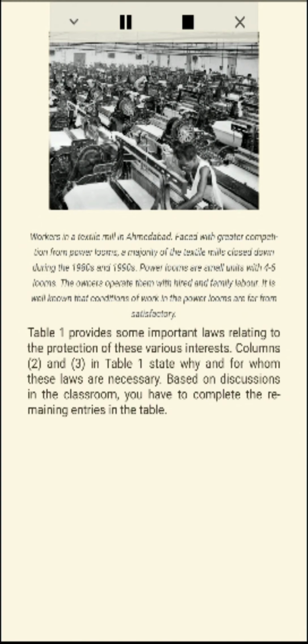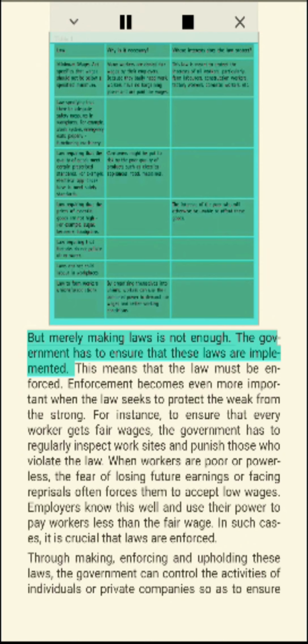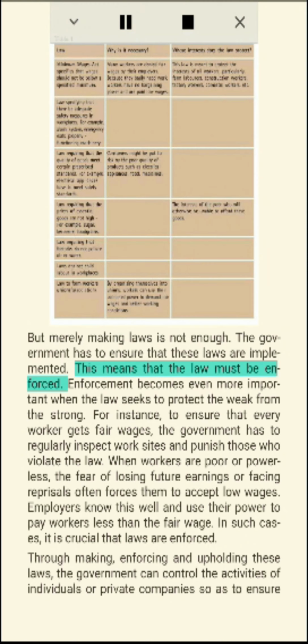But merely making laws is not enough. The government has to ensure that these laws are implemented. This means that the law must be enforced. Enforcement becomes even more important when the law seeks to protect the weak from the strong. For instance, to ensure that every worker gets fair wages, the government has to regularly inspect work sites and punish those who violate the law.